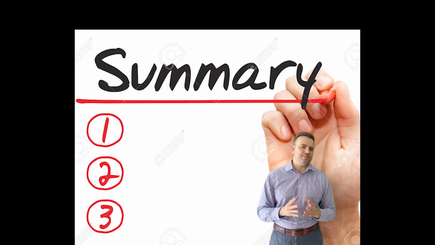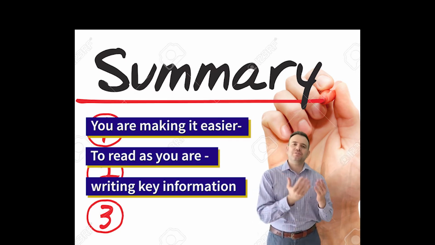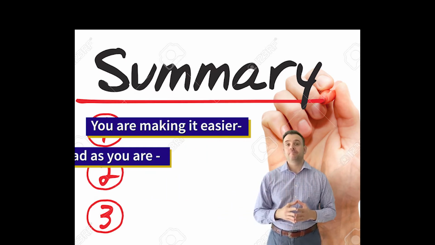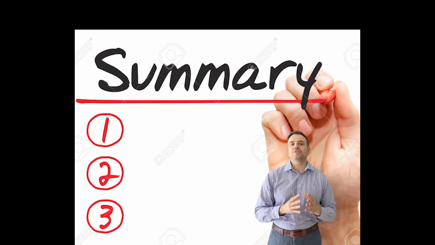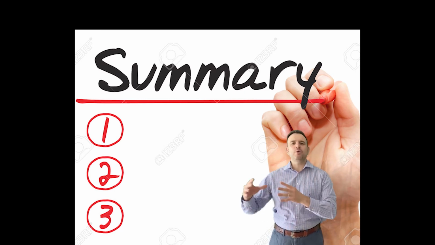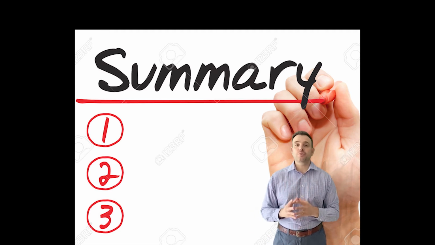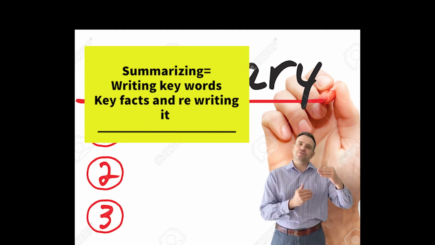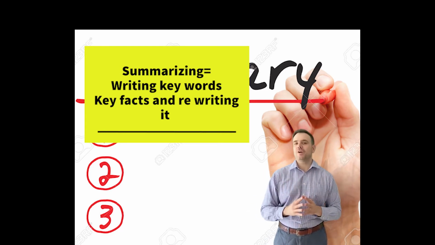You're making it easier for someone to read. So if someone reads your summary, they will know exactly what someone else has written because you've put the key information in your summary. All right, so key thing to remember, you're summarizing, you're taking the key words or key facts, what someone has written, and you are rewriting it yourself, but in a shorter form. It makes it easier for the person to read, right?